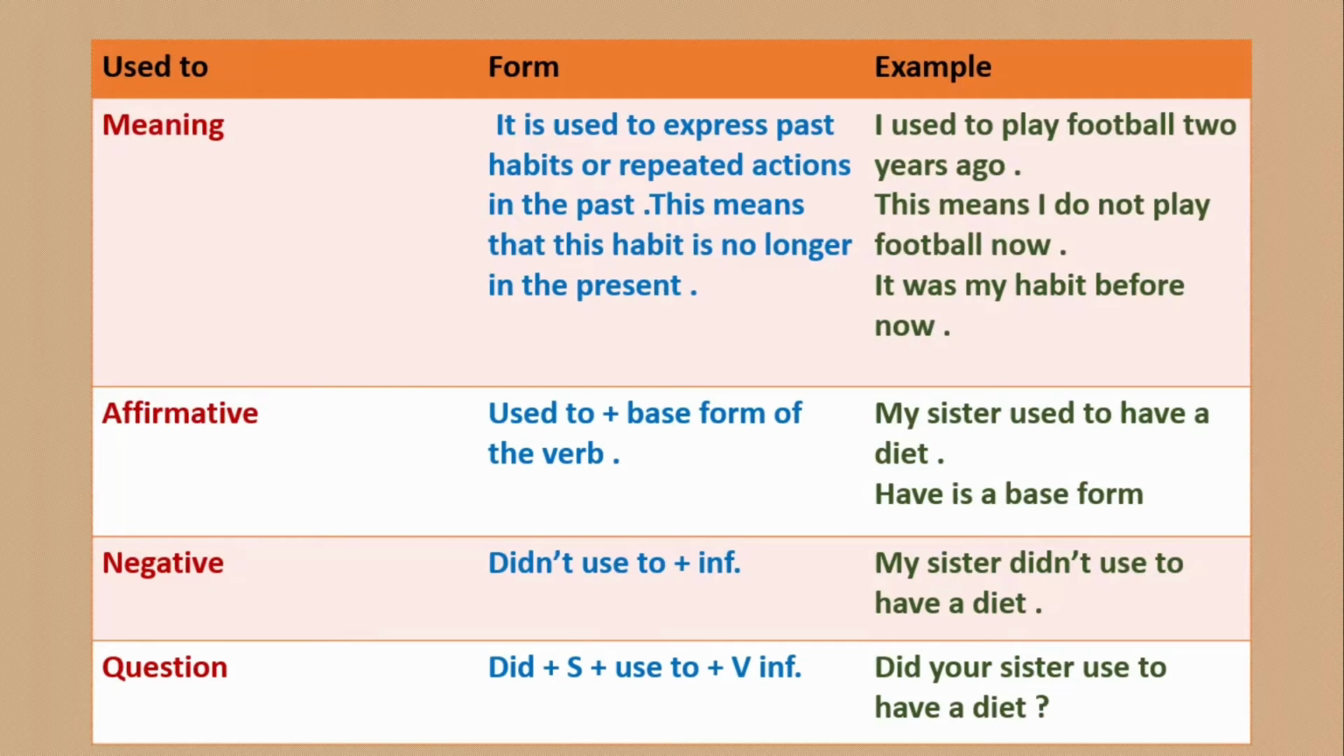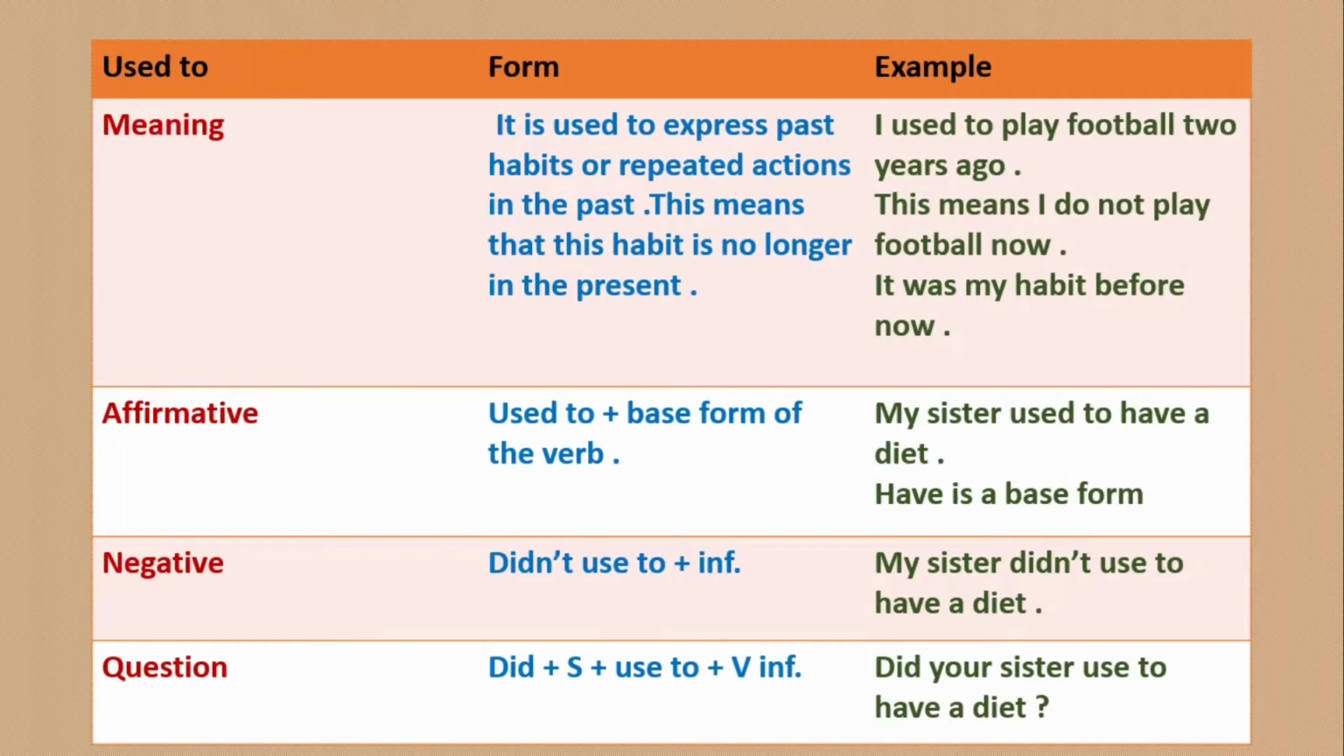And if we want to change it into negative, it's a past simple form. So simply, we change it into negative by adding did not or didn't before use. So used to will be didn't use to plus an infinitive form. Say, for example, my sister didn't use to have a diet. The previous sentence: my sister didn't use to have a diet.